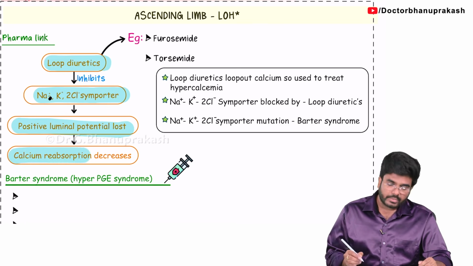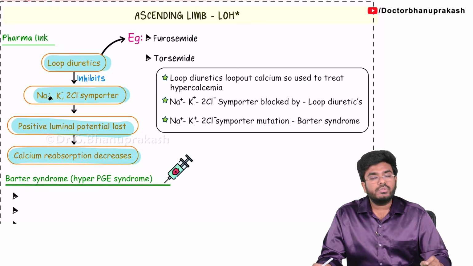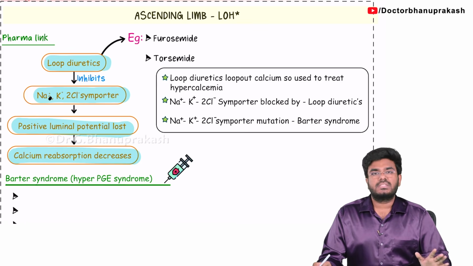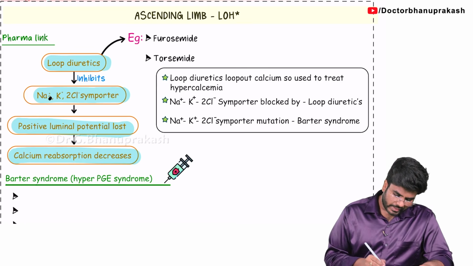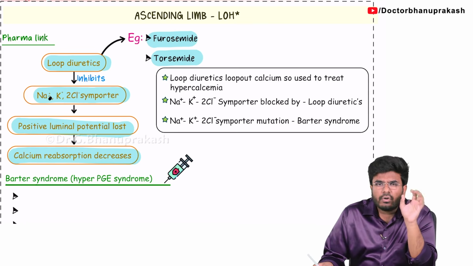So calcium and magnesium reabsorption decreases. It's the positive charge which is helping in the absorption of calcium and magnesium. Without that positive charge, the calcium and magnesium will be lost in the urine. Okay, this is the important point which I want you to know. So what are the examples of loop diuretics? Furosemide, torsemide.